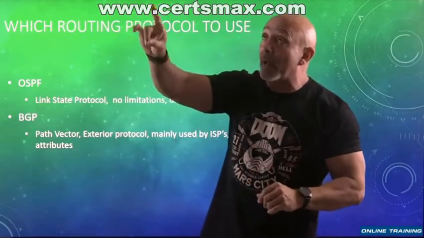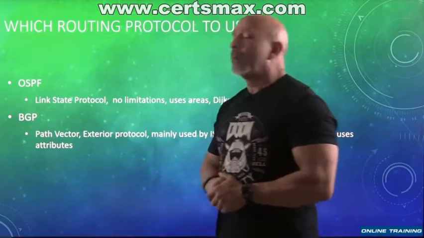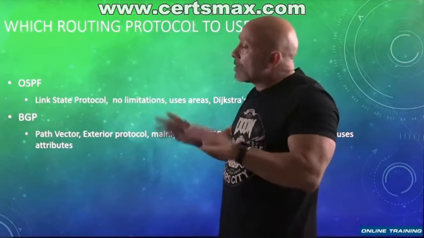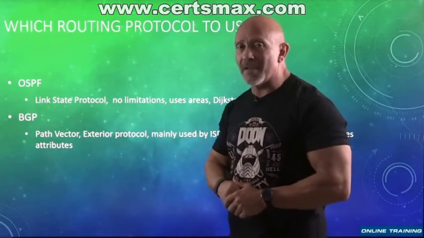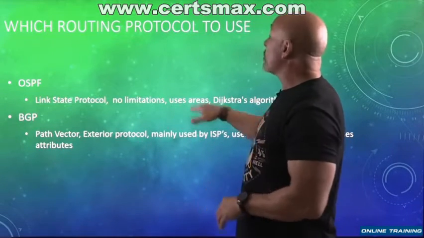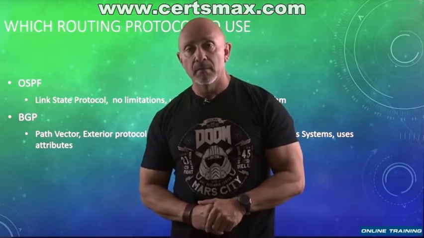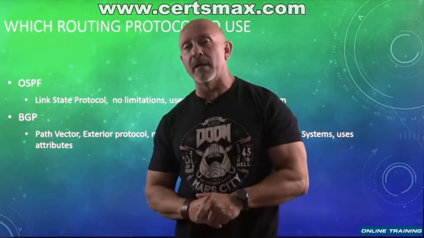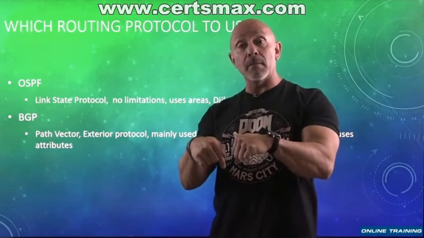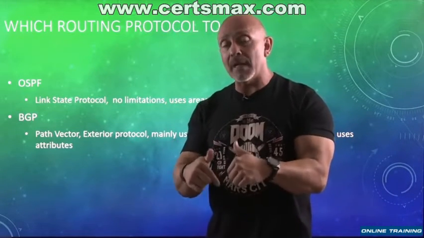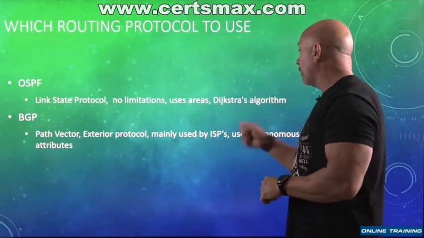Interior gateway routing protocol. Interior, okay? It's a link state, all right, not a distance vector. Doesn't care about hop counts or anything like that. Has no limitations, none, zero, okay? Uses areas. How many areas? Billions. 4.2 billion areas. That's a lot of areas. And there's no limitations on how many routers you can have in each area. My Lord, that's a lot of routers. Be careful. And it uses the Dijkstra algorithm.